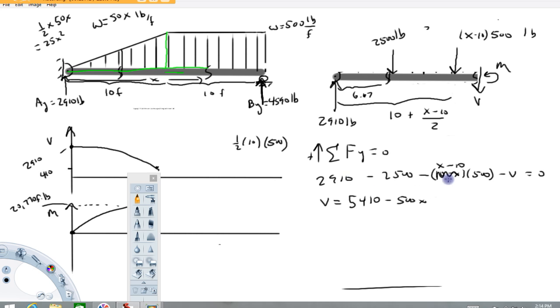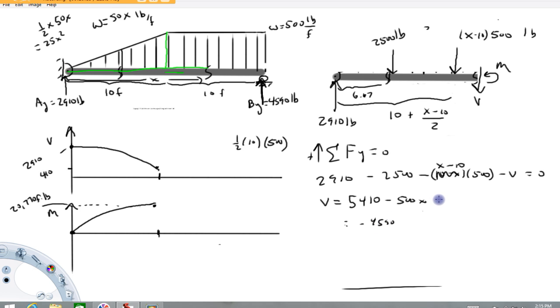But at this point, I have checked this now, and this seems to match up just fine. If you put in x equals 20 here, you get 5410 minus 500 times 20, and you get minus 4590 for the shear force. You'll notice that matches this boundary condition. Again, I'll talk about why the minus sign here in a minute.